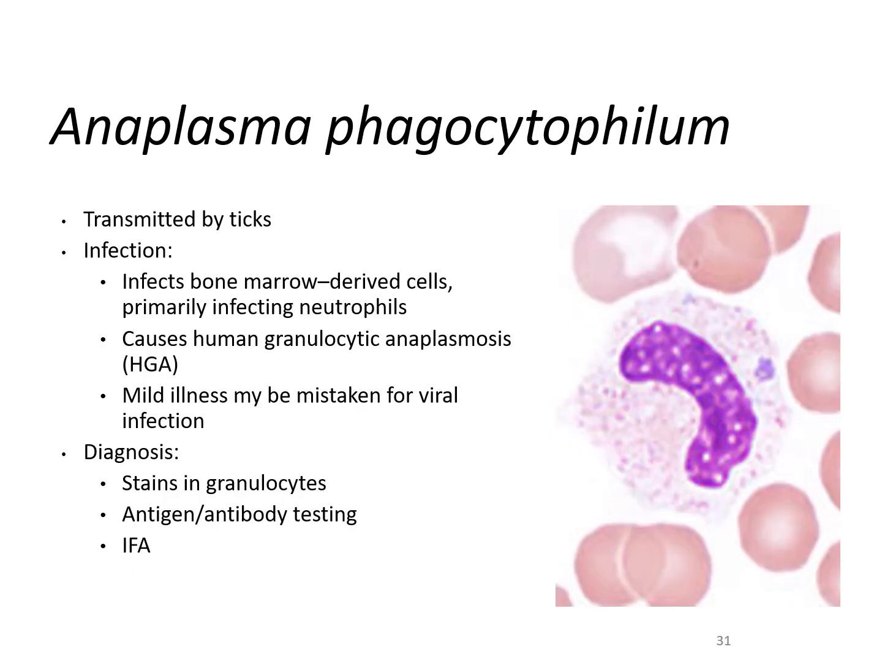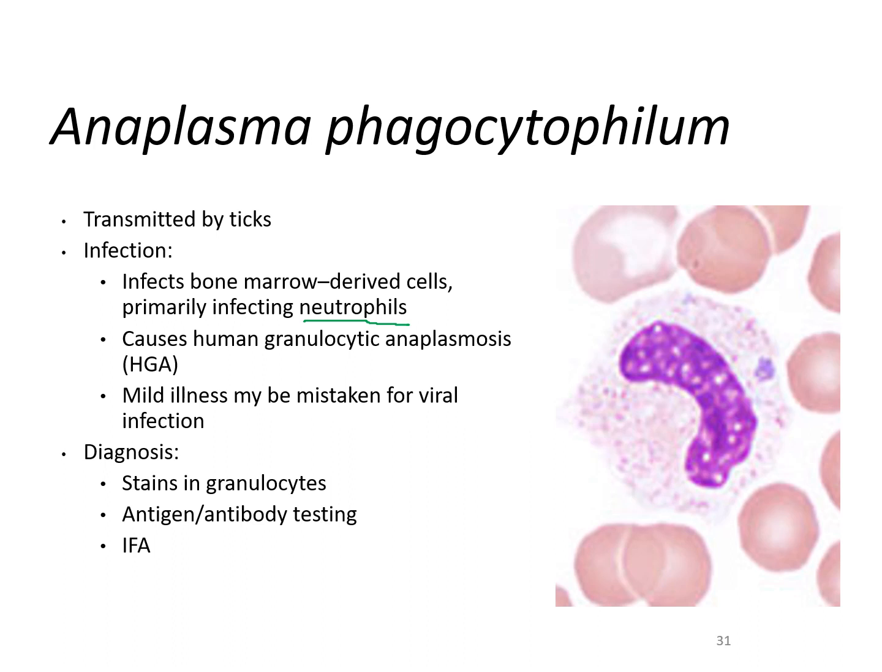Anaplasma phagocytophilum. This organism is transmitted by ticks, and it infects the bone marrow derived cells. And so those would be like the cells that come from the bone marrow, red blood cells, white blood cells. And particularly, it does primarily infect the neutrophils. And the infection that it causes is human granulocytic anaplasmosis, or HGA.